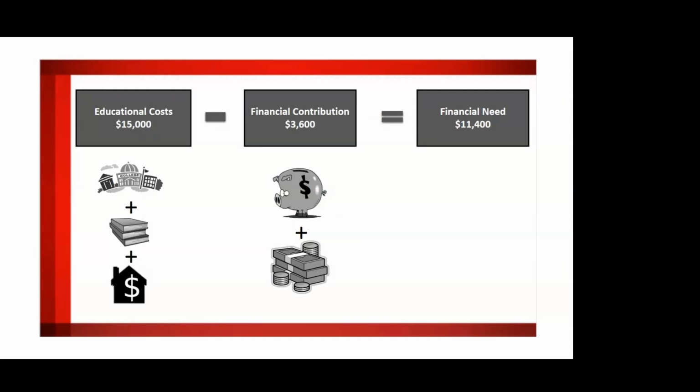This is an example to show you. Your educational cost would be $15,000 and the financial contribution would be $3,600. So that would show a financial need of $11,400 that the student would require.